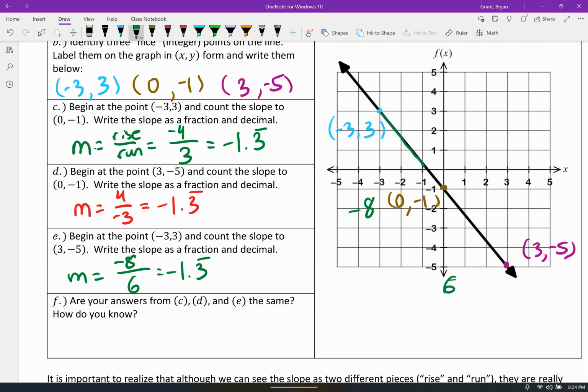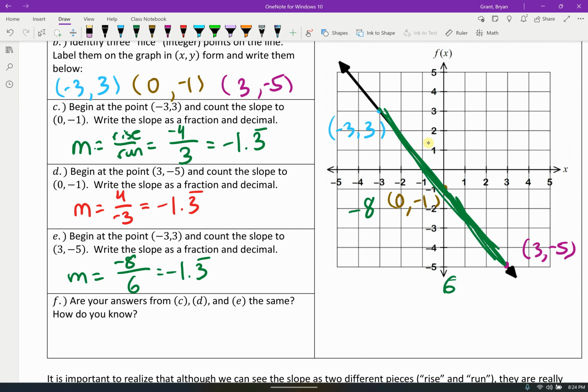Think about the steepness of this piece in green right here. How does that steepness compare to this steepness? Well, they're the same steepness. What about this whole steepness compared to just part of the steepness? They're still the same slope, the same steepness. So no matter which pieces of a line you calculate the slope on, they'll have the same steepness.